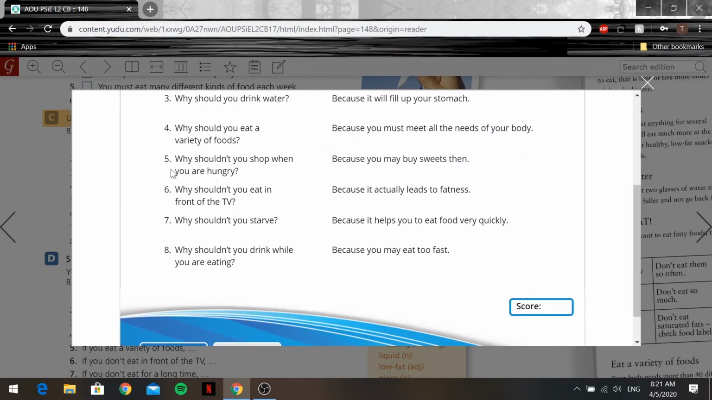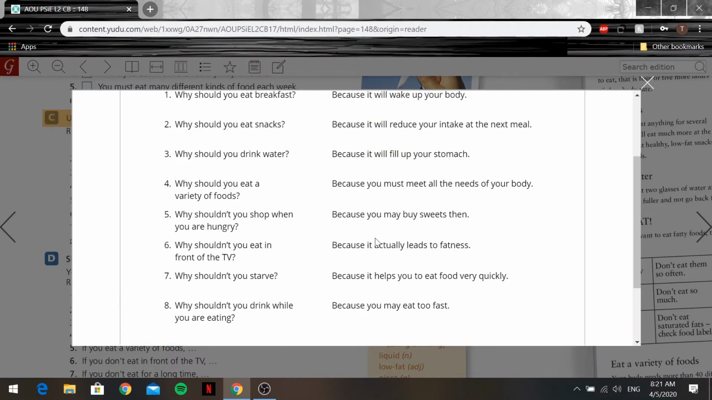Five, why shouldn't you shop when you are hungry? We'll say because you may buy sweets then. Six, why shouldn't you eat in front of the TV? We'll say because you may eat too fast. Seven, why shouldn't you starve? Because it actually leads to fatness. And why shouldn't you drink while you're eating? Because it helps you to eat food very quickly.